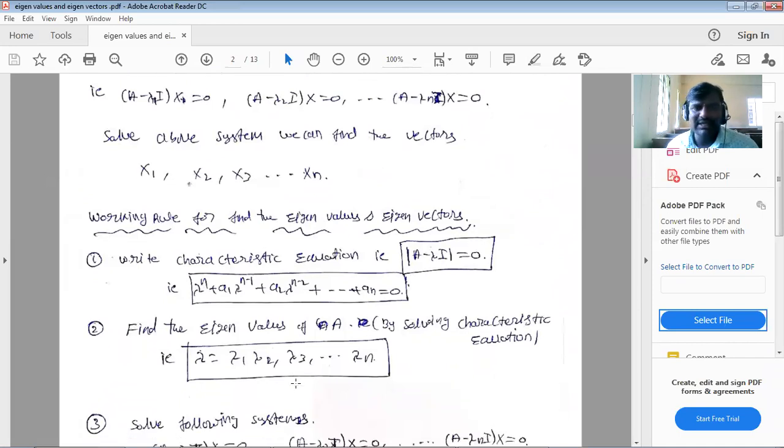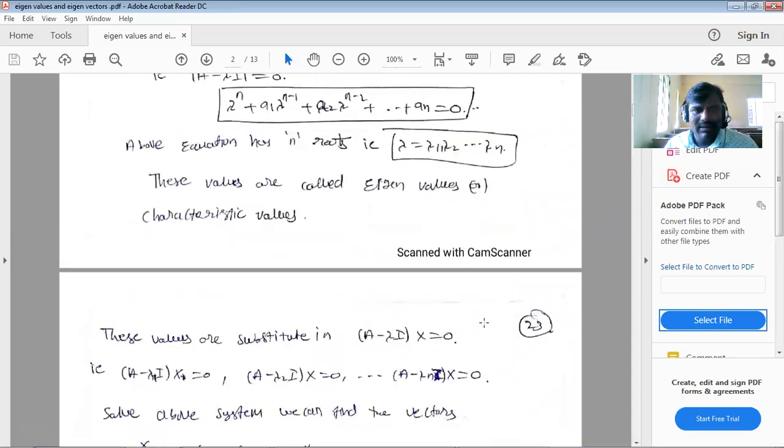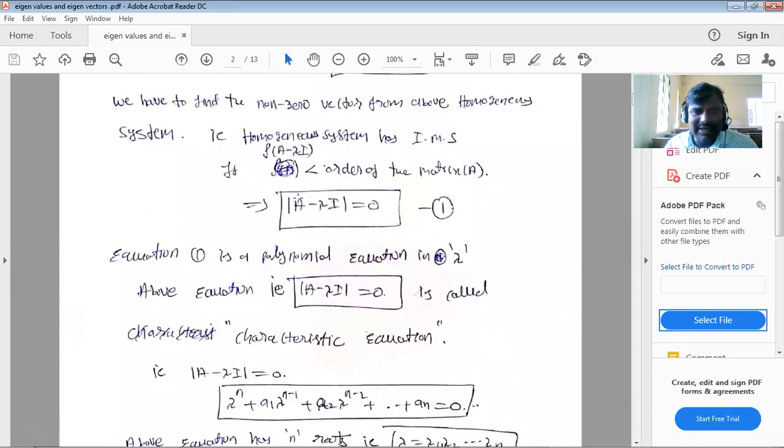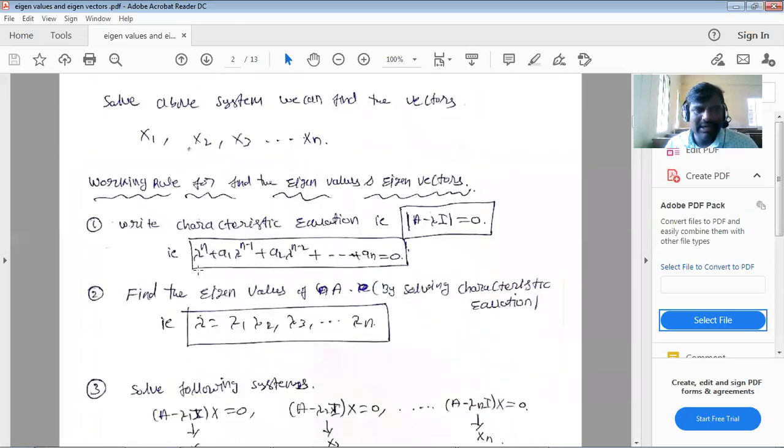Now, the first step is what? First, you have to find the characteristic equation. No need to write all these things here. Just write the characteristic equation: determinant of A minus lambda I equal to 0. That is, the first step is to write the characteristic equation A minus lambda I equal to 0. A is the given matrix, lambda is unknown, and I is the identity matrix of the same order as A.